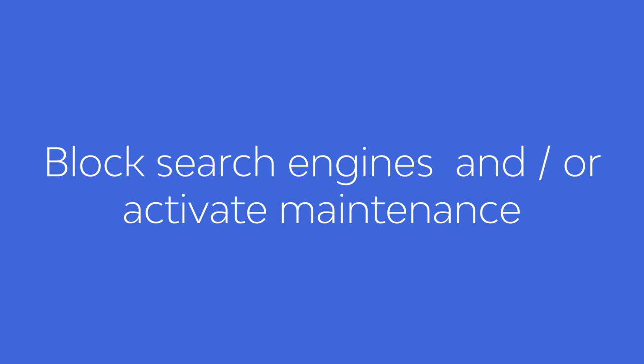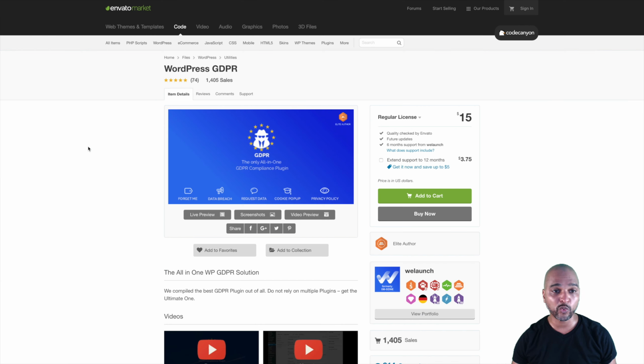Next, now that we're on the live website, it's a good time to make our website GDPR compliant. And for that, I use WordPress GDPR. It's a premium plugin that you can find on Envato Market, and you will find the link in the description of this episode and in the companion blog post. And it's about $15, so it's pretty cheap.